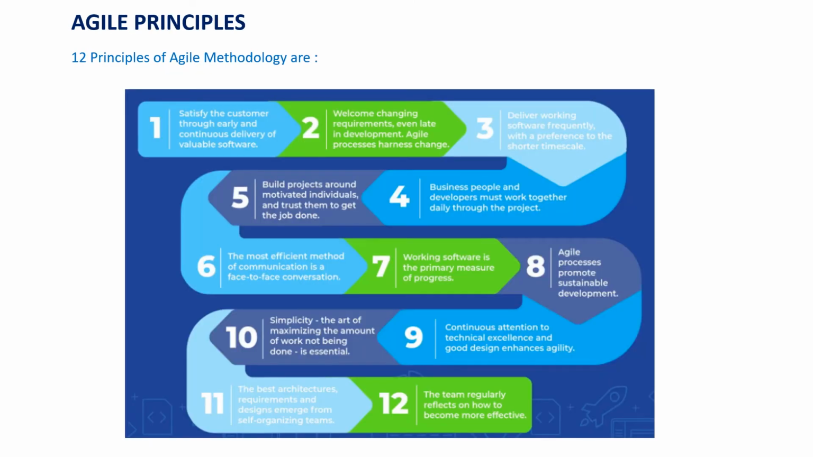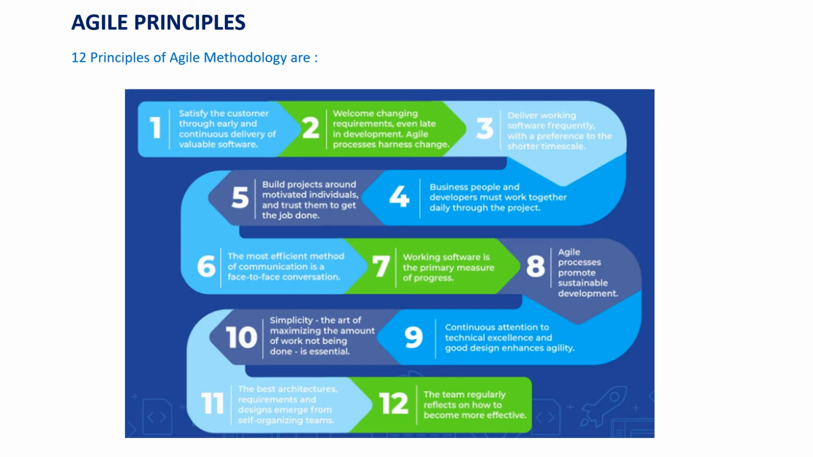Agile principles. There are 12 principles of Agile methodology. The first principle says satisfy the customer through early and continuous delivery of valuable software, a working software. Next is welcome changing requirements even late in development. Agile processes harness change. Next is deliver working software frequently, with a preference to the shorter time scale.